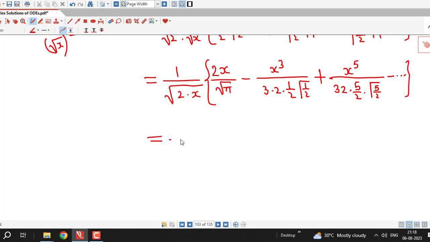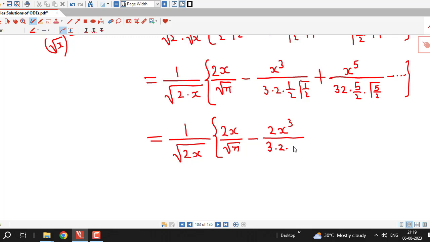So again we simplify. We have 1 over square root of 2x. Here I have 2x divided by square root of pi minus. This 1 by 2 I can take in the numerator, so I have 2x cube divided by 3 into 2 into gamma 1 by 2, that is square root of pi. And I can consider this cancellation of 32 divided by 2, that is 16 into 5. Here I have x raised to 5, and let me simplify gamma 5 by 2.